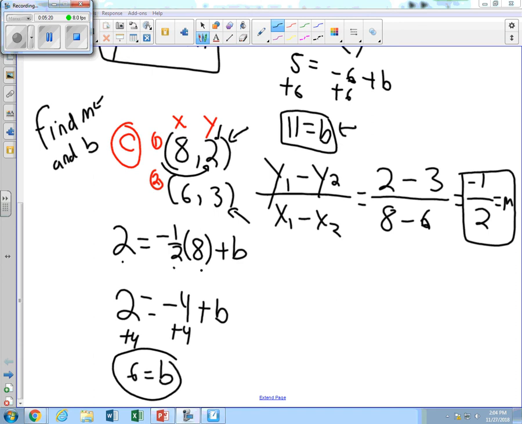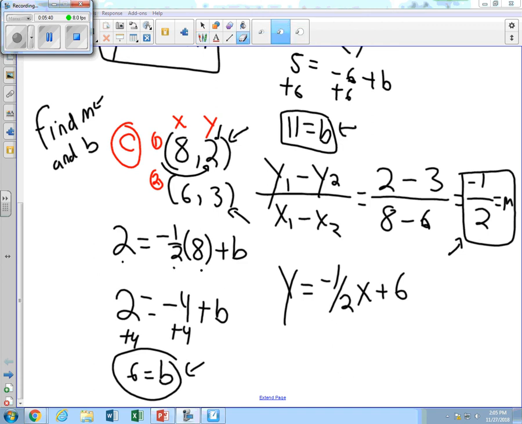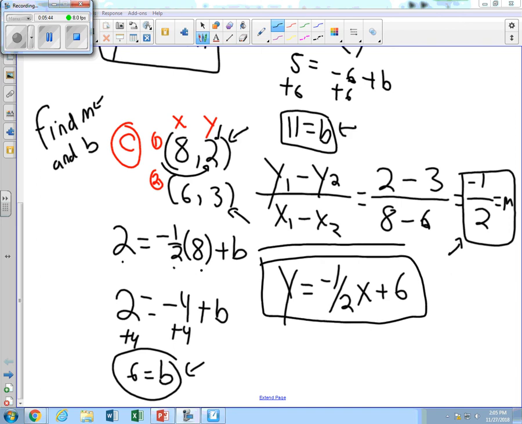And then we're going to put that final answer all together with my m and my b. y equals negative a half x plus 6. Don't mind that I put it sideways. That's the same thing as writing this. I just put it sideways to fit a little bit better. But that is your final answer right here. That's how I want to see your final answer.